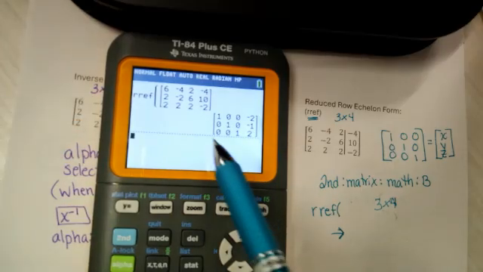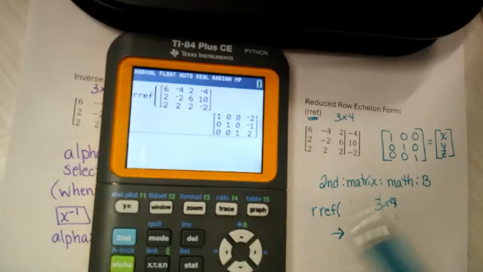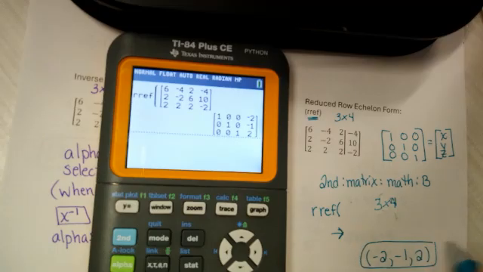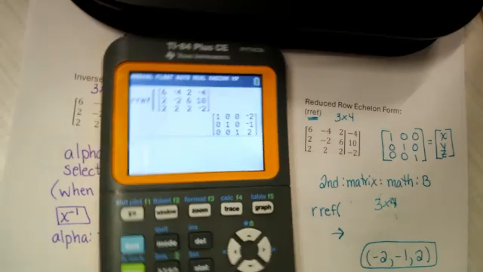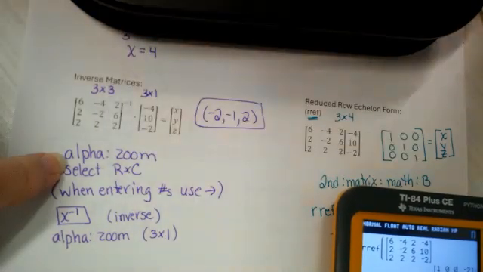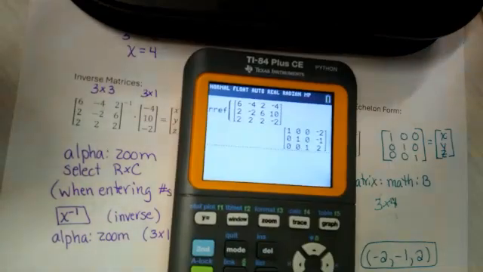So it did some magic. Somebody got paid a lot of money to program the calculator to do this little magic for us. So notice we got -2, -1, 2. Same answers, different method. So if you've learned about the reduced row echelon form, you can use that one. I prefer this one, but they both give us the same result.